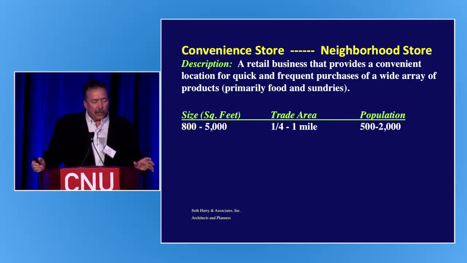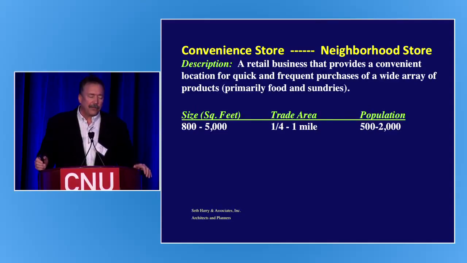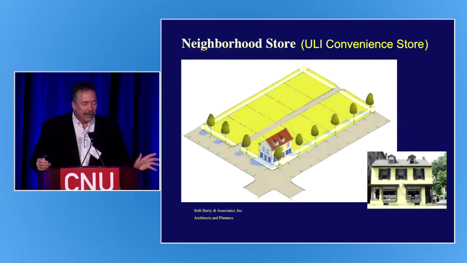But the convenience store, again, is for these items that are purchased on a more or less daily basis or weekly basis. They can be as small as 1,000 square feet. They have a very localized trade area, and they serve a fairly small consumer market. You know what those look like.